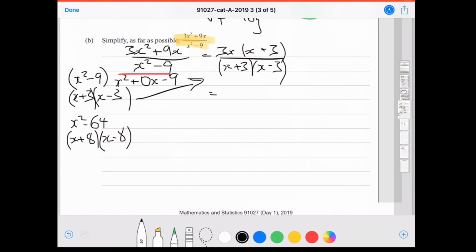And this equals, now at this point we can look to cancel out or simplify. You've got x plus 3 as a common factor here and here. And so we're going to cancel these out. And we'll be left with 3x over x minus 3. And this, guys, is the correct answer. This gives you your merit grade.